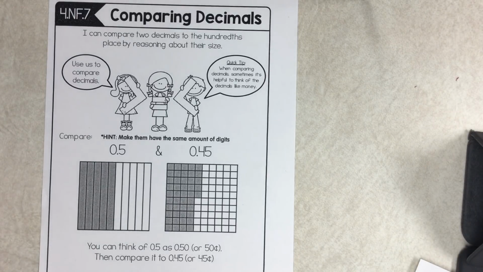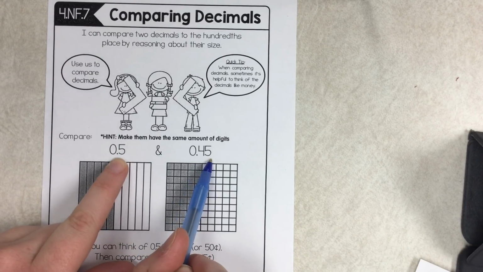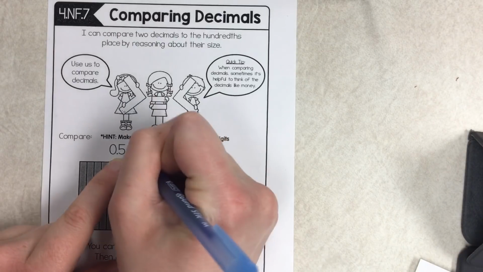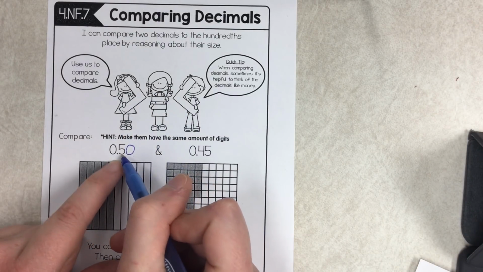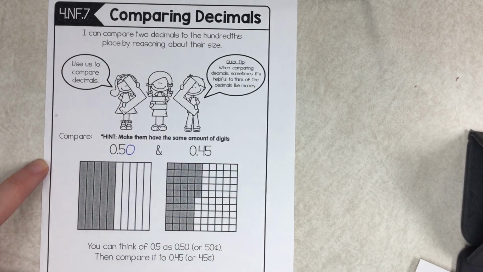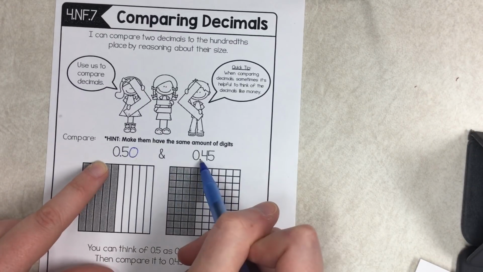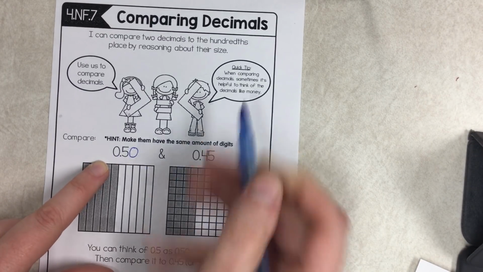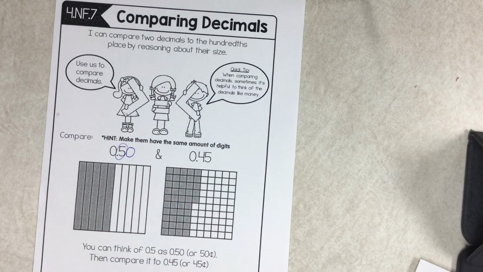Now, when I'm comparing, it can help if the tenths and the hundredths are going out to the same amount of digits. So if I put a 0 here, now it's 50 hundredths, which I know is still the same amount as 5/10. Then when I compare, I can do 0, 0, same. Decimal, decimal, same. 5 and 4, 5 is bigger. So I know 5/10 is greater than 45 hundredths.